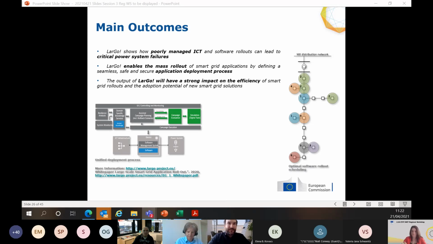So that in a nutshell is Largo, and on the slide you have also a link to our white paper for some more information. Great, thank you very much, Friedrich. Any spontaneous question from the panelists to Friedrich?